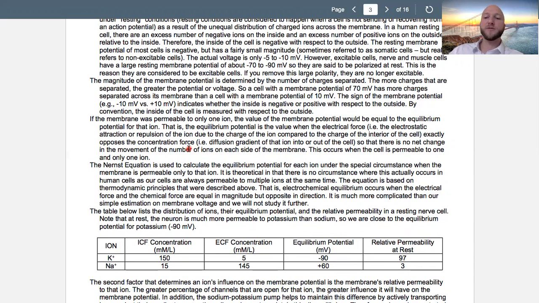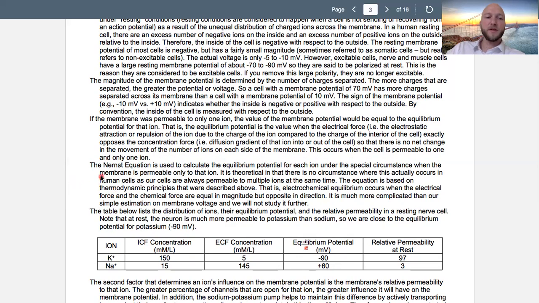So remember, we have electrochemical gradient. At what point for this specific ion does the chemical gradient equally oppose the electrical gradient? So that there is no net change in movement of the number of ions on one side of the membrane to the other. This occurs when the cell is permeable to one and only one ion. So the equilibrium potential for potassium is -90. The equilibrium potential for sodium is +60.